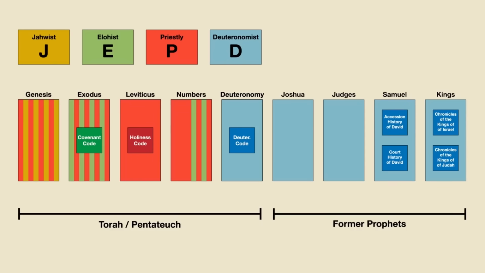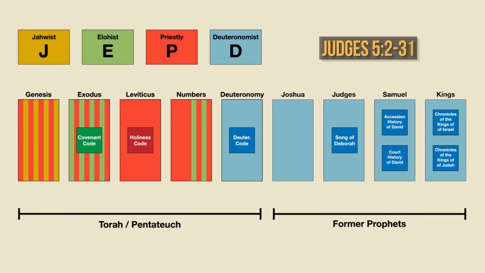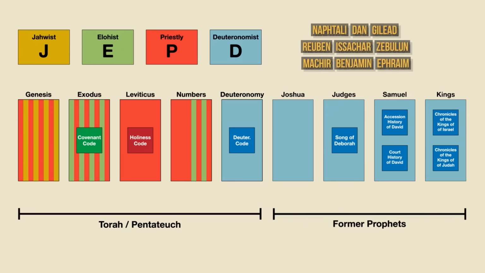One of these is a hymn known as the Song of Deborah, found in Judges chapter 5, verses 2 to 31. Based on its grammar, some scholars believe it to be one of the oldest texts in the entire Hebrew Bible. Interestingly, it names 9 Israelite tribes instead of the usual 12.